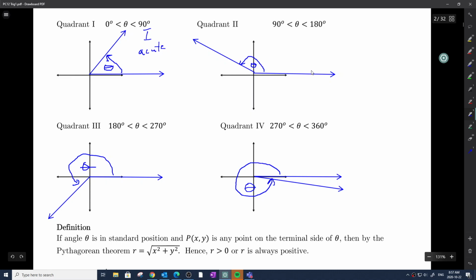So if we measure from our initial arm to our terminal arm in quadrant number 2, these are known as obtuse angles. Now, I'm just trying to get you to access what you already know. We won't be using these terms very often, though. Quadrant 3 is the one way down here, if you recall.